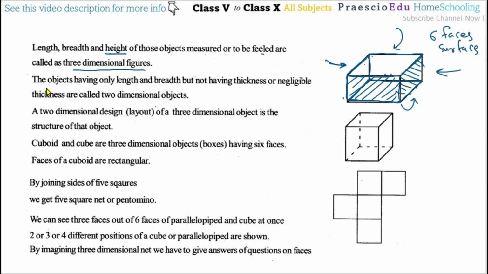Okay, so objects having only length and breadth, but not having thickness, or having negligible thickness, are called two-dimensional objects. The best example is a page. Our notebook page has two dimensions, length and breadth. But if there is an addition of the third dimension, means height, or we can say thickness also, thickness and height are almost the same. Just from a point of view we are seeing that as the thickness and the height.